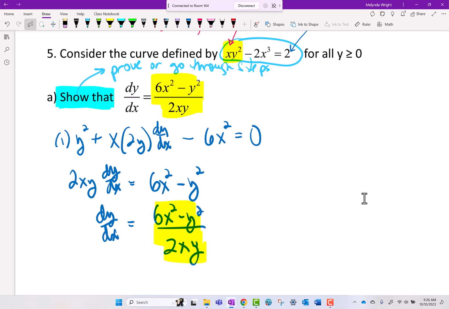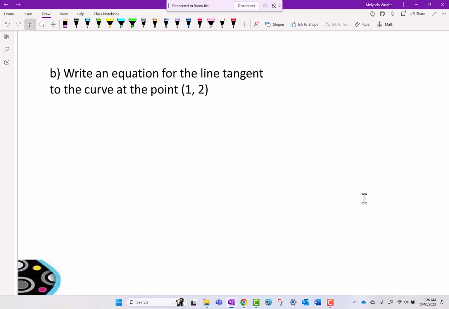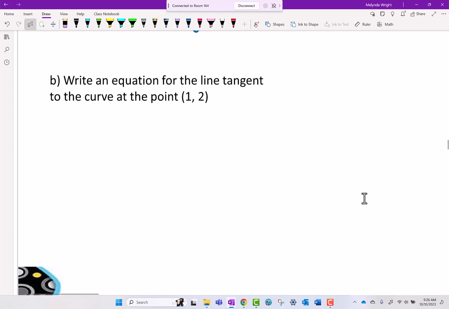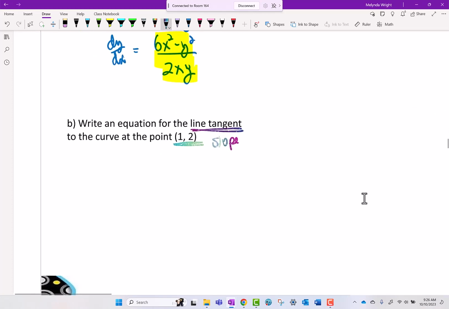All right, let's look at part B. Write an equation for the line tangent to the curve at the point (1, 2). So what do we need for tangent lines? We need a point, which we have, and what? A slope. We need a point and a slope, right? Well, where do we get the slope from? The derivative. We get the slope from the derivative. And I have the derivative right up there.